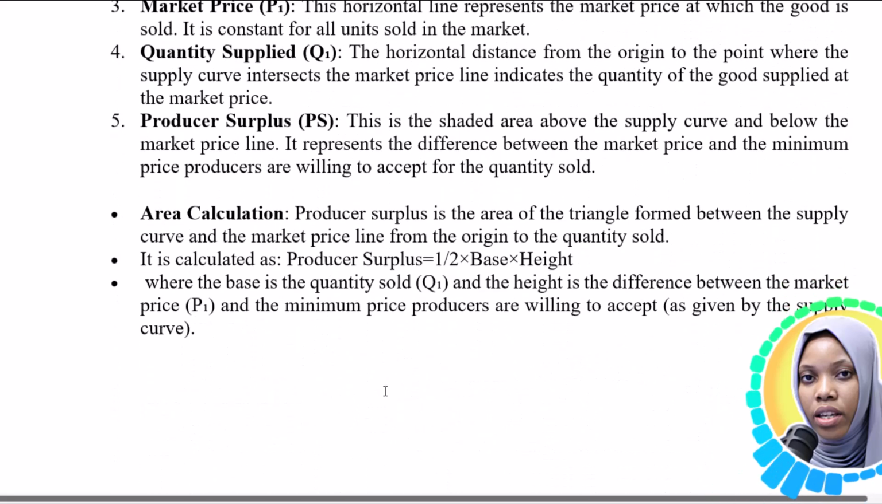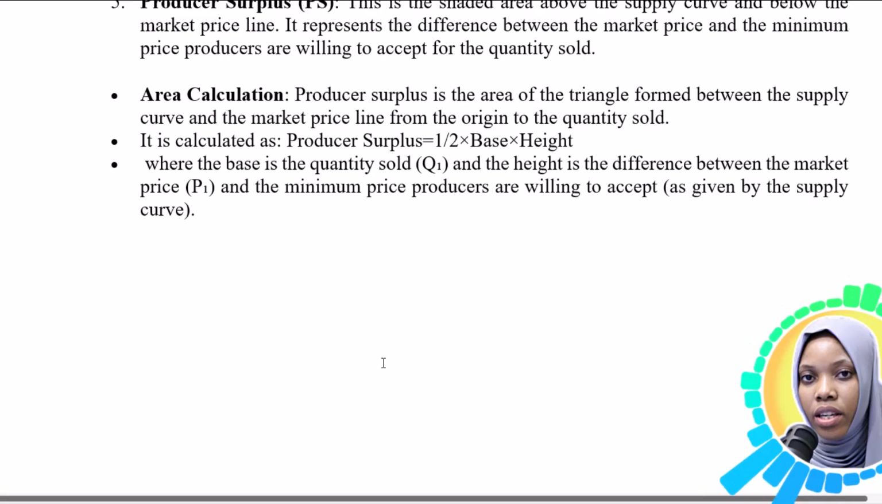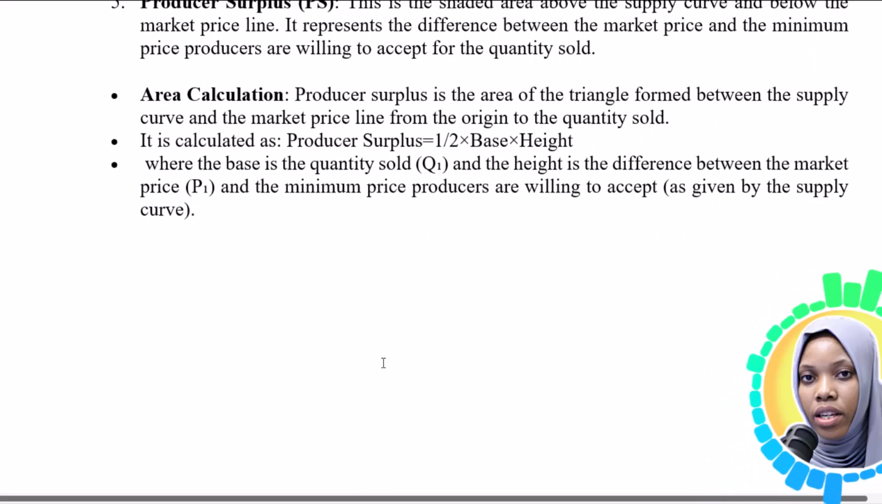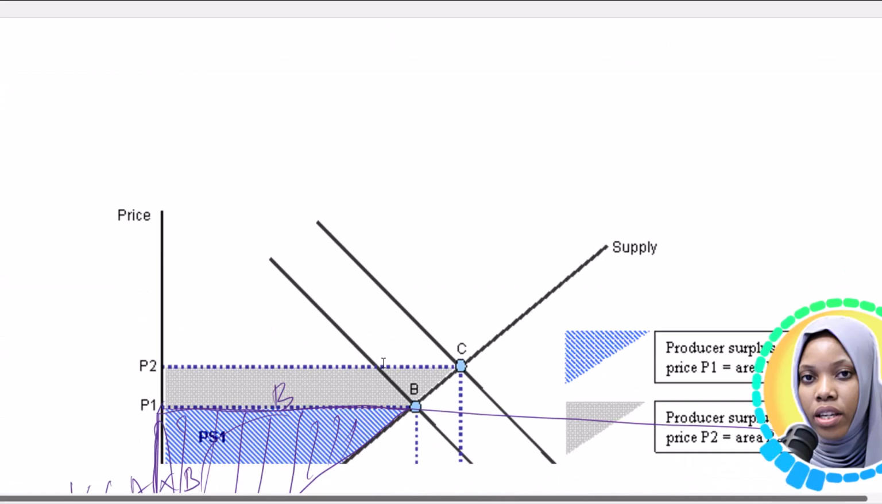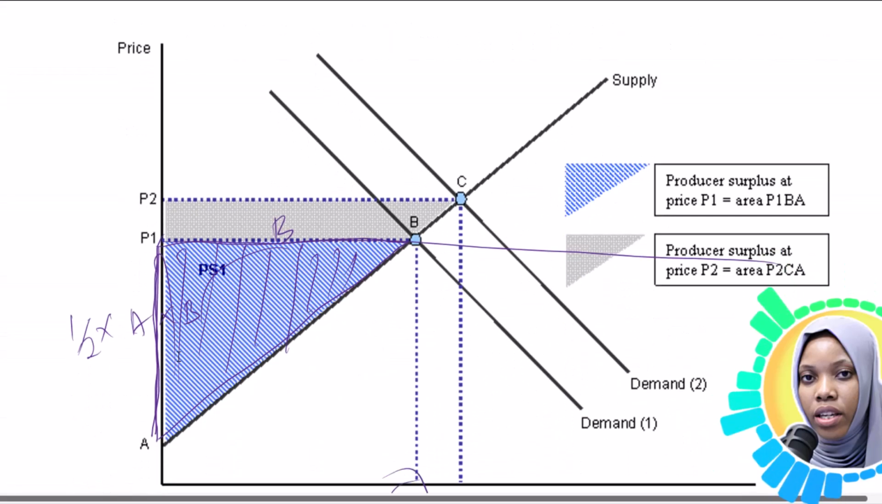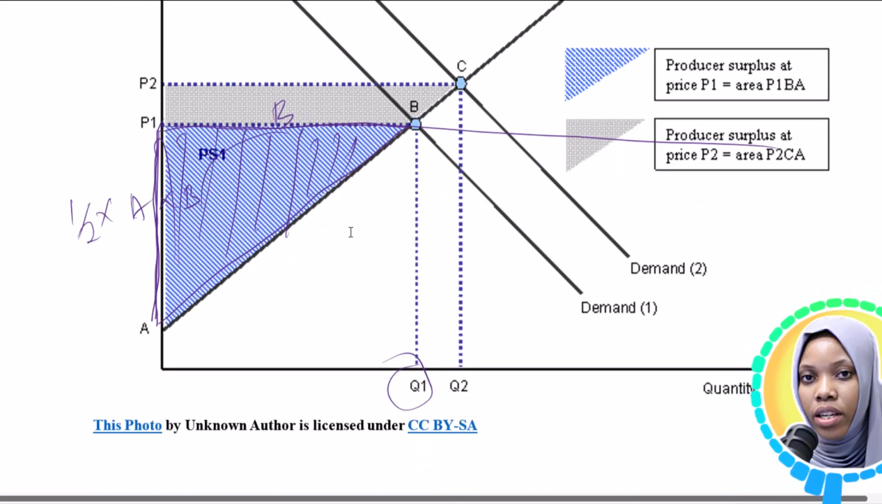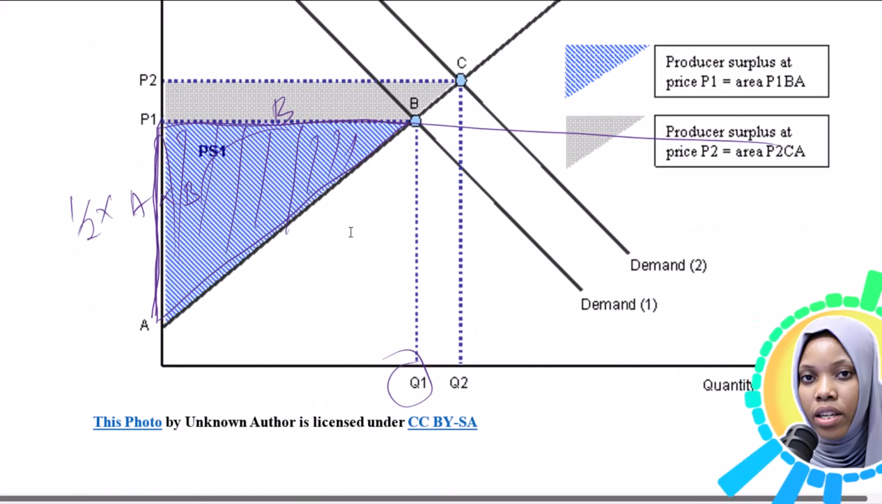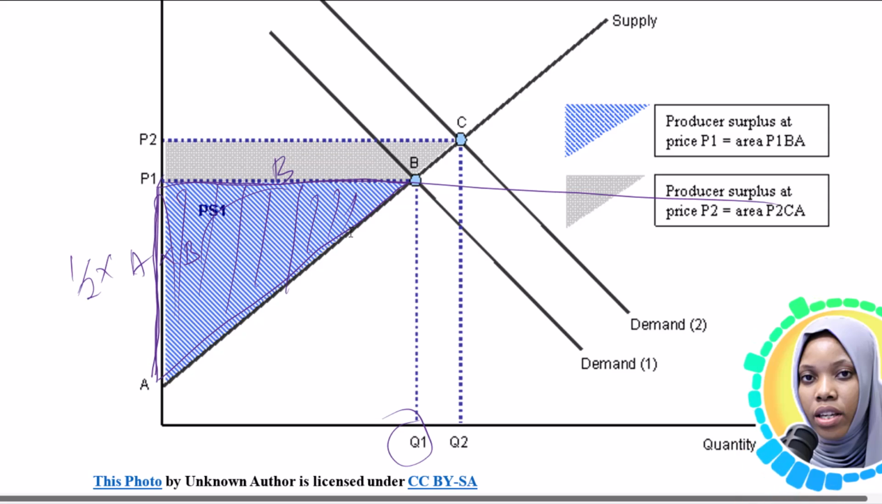And the producer surplus is the shaded area above the supply curve and below the market price line. This is above the supply curve, but below the price. This is the producer surplus. So that is how the graph of the producer surplus is supposed to be.